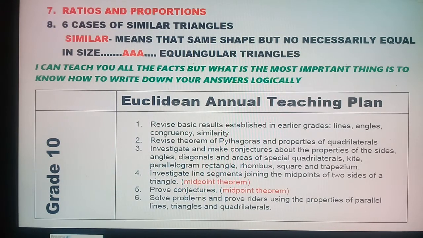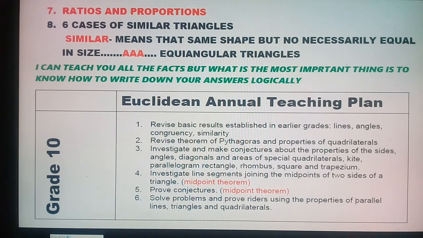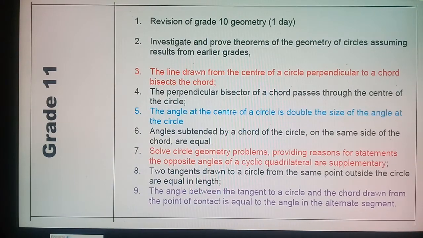Wow, how nice is mathematics? It means in grade 10, we have to know the properties of parallel lines, the properties of triangles, the properties of quadrilaterals, and the midpoint theorem, and be able to apply the midpoint theorem in grade 10. Wow, how nice is mathematics. Let us move on to grade 11 now. What do you have to know in grade 11?